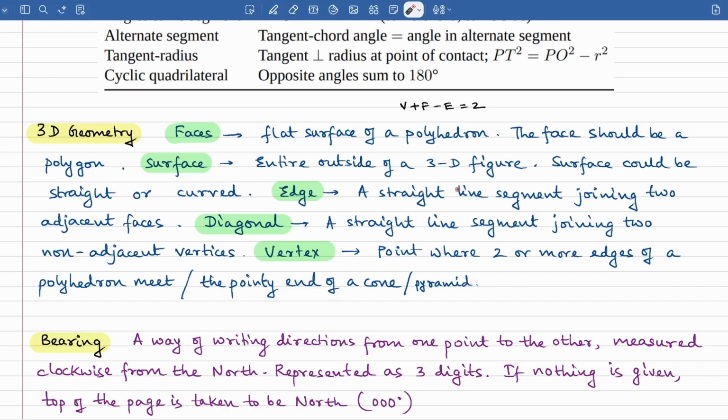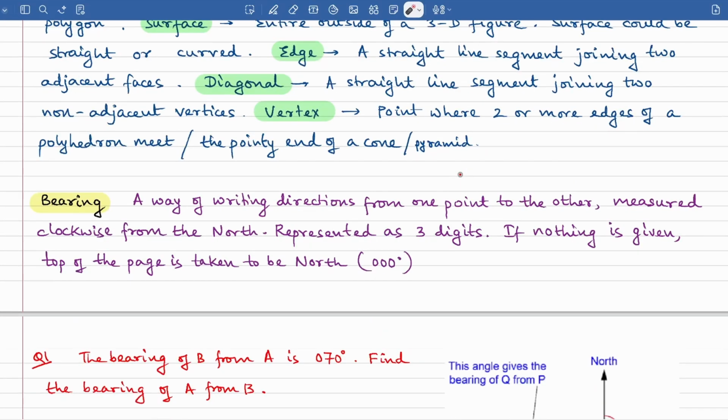So if nothing is given, the top of the page is taken as north. Okay, and north is 0 degrees. The bearings go from 0 all the way up to 359 because at 360 degree you essentially come the full circle. Bearings are still used nowadays. I'll show you an example and then I'll give you a sum.